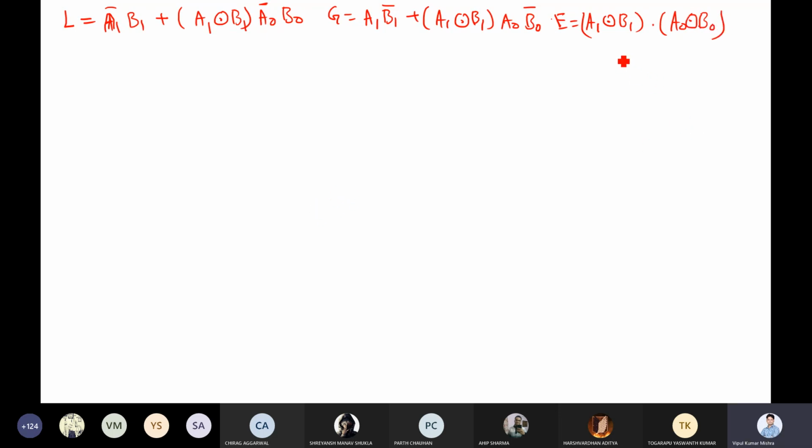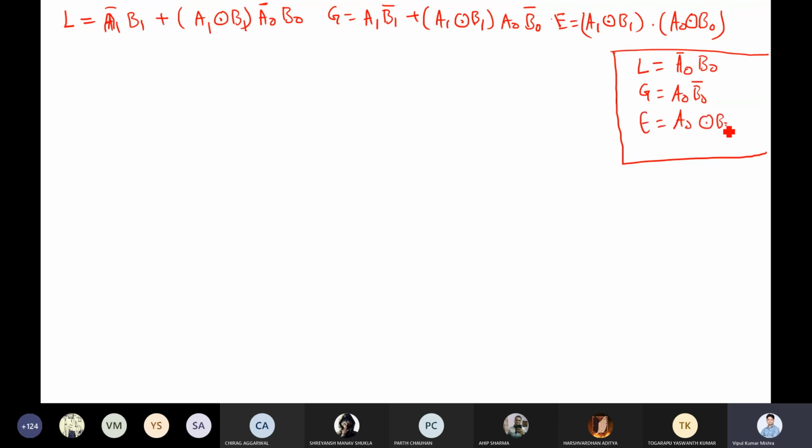Right. Now let me write three equations that we have taken for one bit. L equal to, let me take 0 only over there, A0 bar B0, that is for one bit, greater than A0 B0 bar, and equal to A0 XNOR B0.